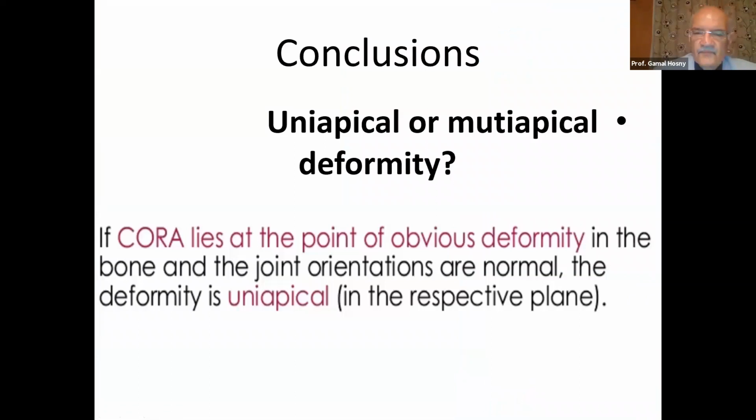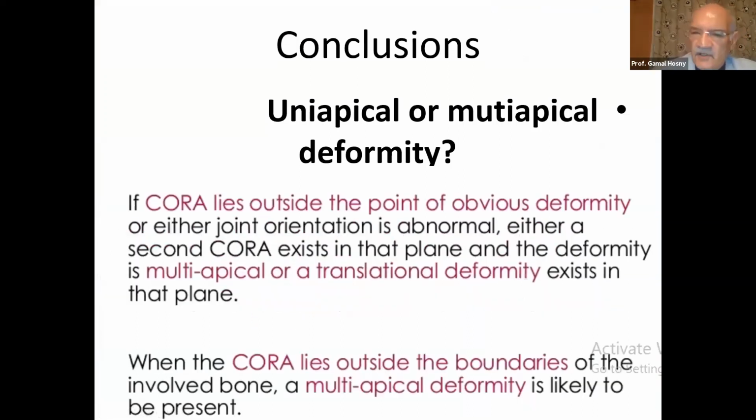In conclusion, you have to differentiate between uni-apical and multi-apical deformities. If the CORA lies at the point of obvious deformity in the bone and the joint orientations are normal, the deformity is uni-apical. If the CORA lies outside the point of obvious deformity, or either joint orientation is abnormal, either a second CORA exists in that plane and the deformity is multi-apical, or a translational deformity also exists in that plane. When the CORA lies outside the boundaries of the involved bone, a multi-apical deformity is likely to be present.